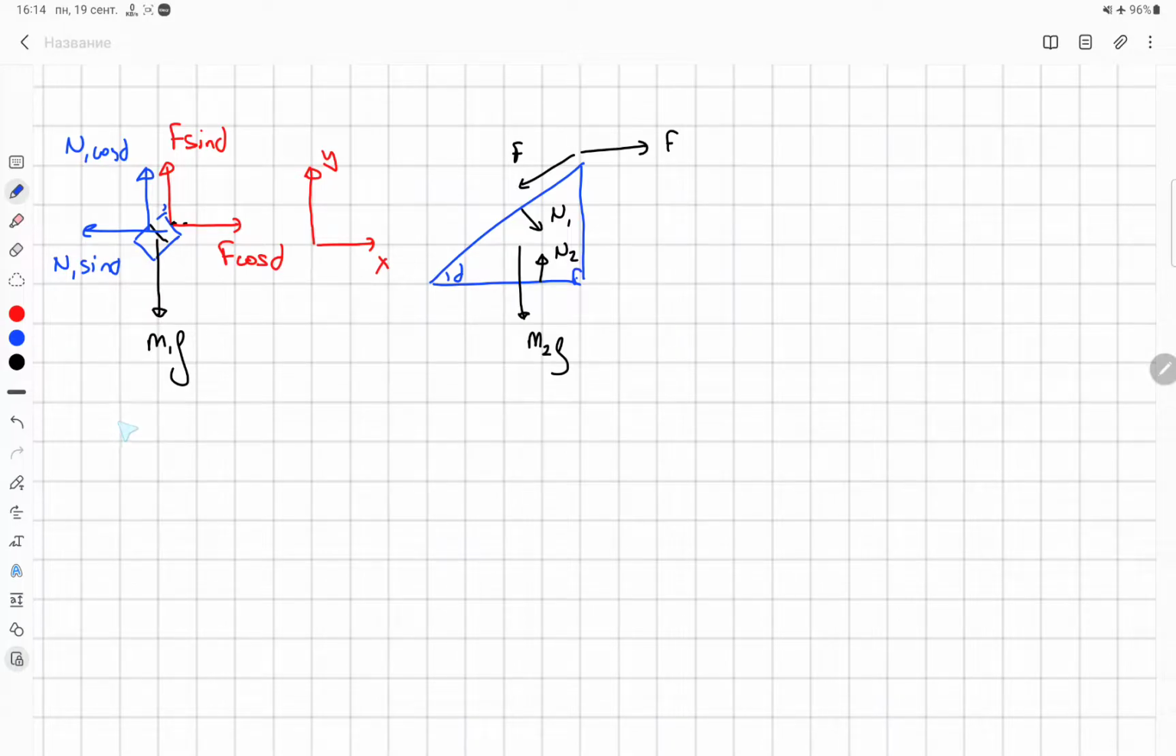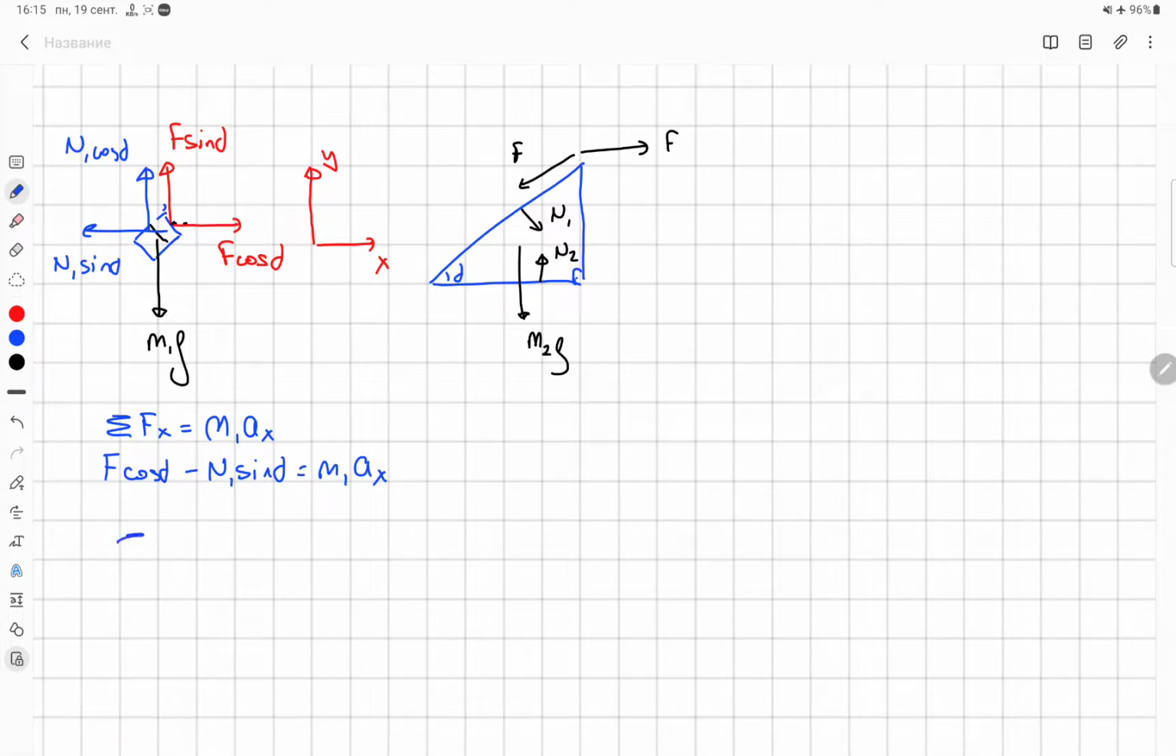So let me apply this. The resultant force in the x direction should be equal to M1 times ax. Yes? So the resultant force in the x direction for this object is F times cosine alpha minus N1 times sine alpha, equal to M1 ax. Very simple. In the vertical direction, it will move upward, approximately. So N1 cosine alpha plus F sine alpha is greater than M1G. That's why it will go upward.